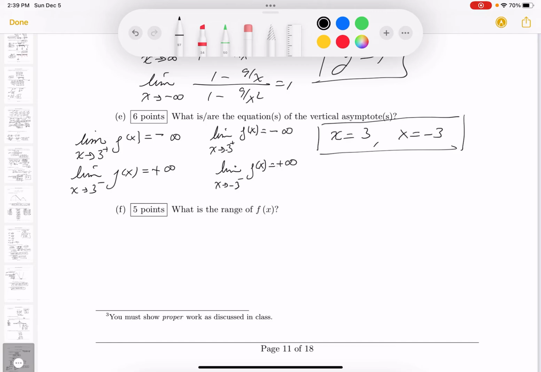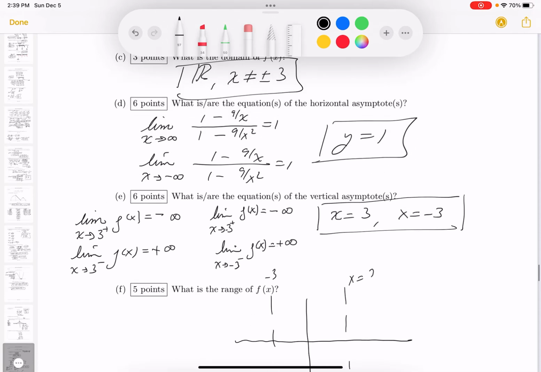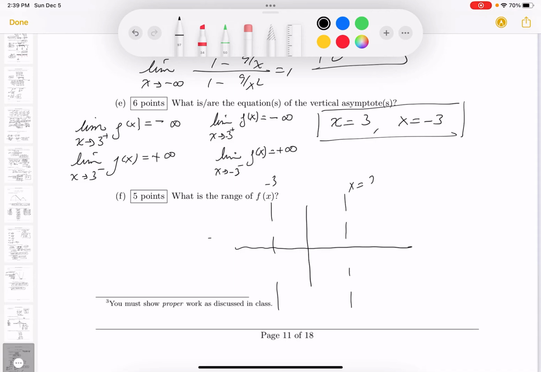All right? So the range part, I understand is difficult. And most students don't do the work, by the way. They just take a guess at it, which is not a good idea, but I understand it. So I got an asymptote at 3. I got another asymptote at minus 3. I got a horizontal asymptote at 1. It's just a rough, dirty graph of it.